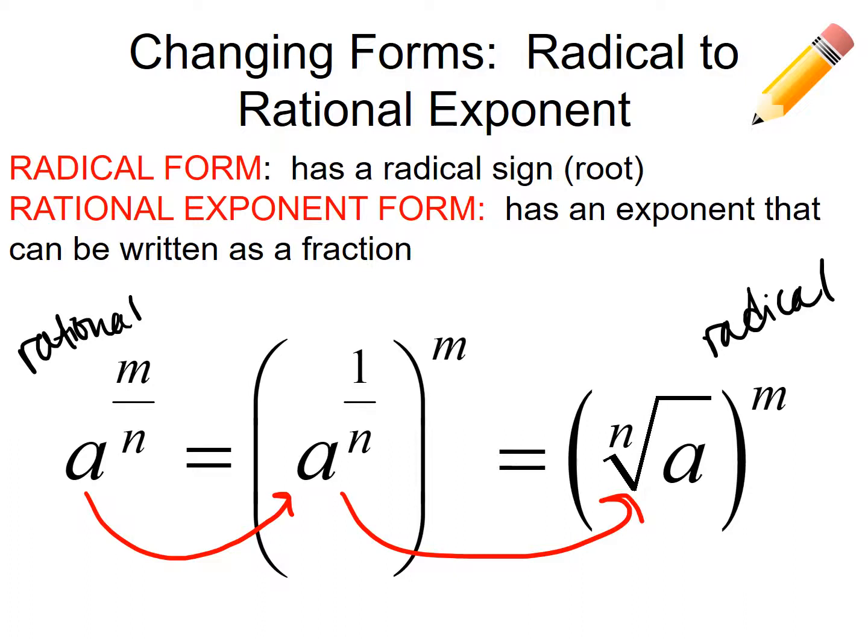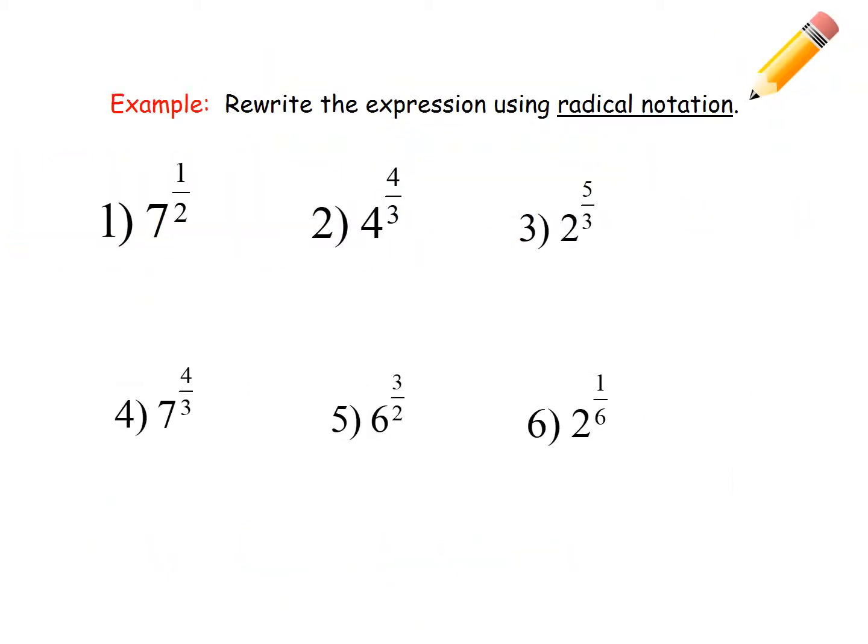Okay, so that's how we're converting back and forth, and it also can go the other way. So it can go from radical form to rational exponent form. But I think that's written down for you. So make sure you get these definitions of the radical form and rational exponent form. All right, let's look at some examples.